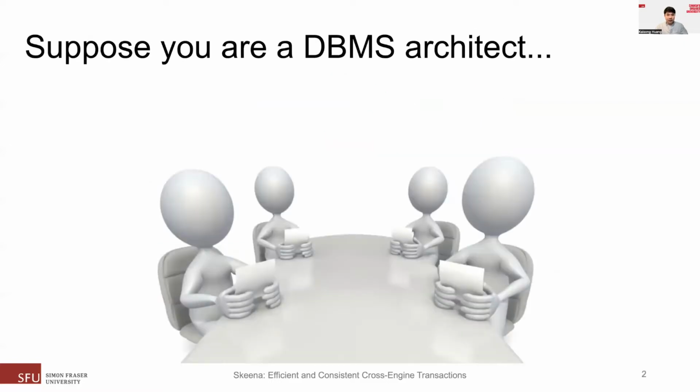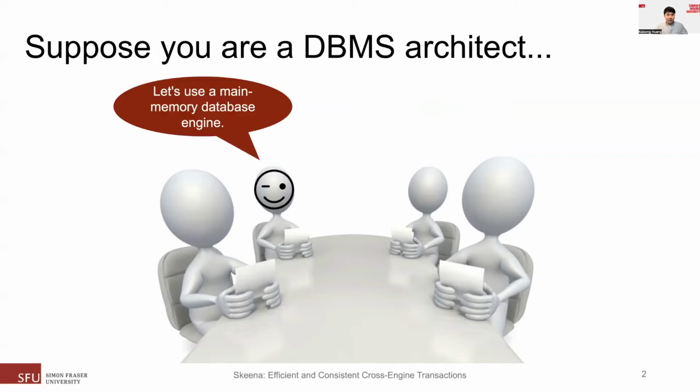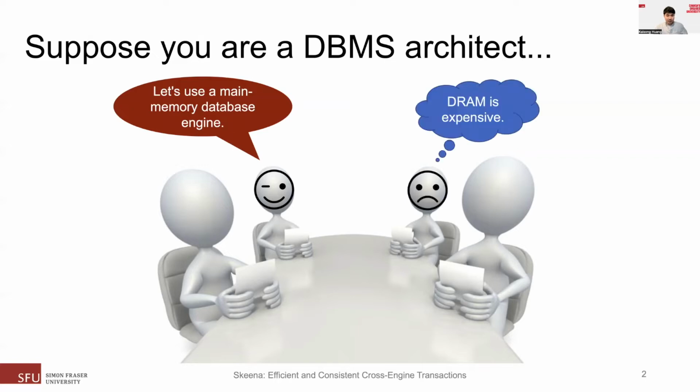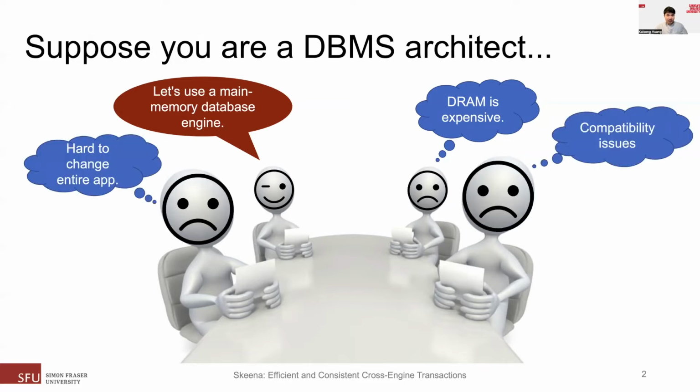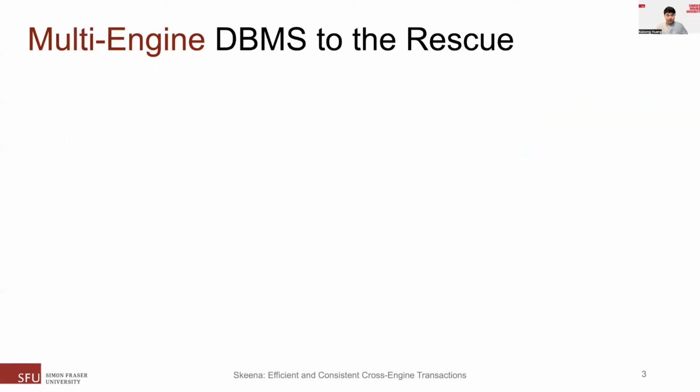Now, suppose you're a database management system architect, and you say, let's use a main memory database engine, it's very fast. However, someone might say DRAM is very expensive. It's hard to change the entire application, and we might have to deal with a lot of compatibility issues. For example, the interfaces could be very different from the old ones. This is exactly when a multi-engine DBMS comes to the rescue.